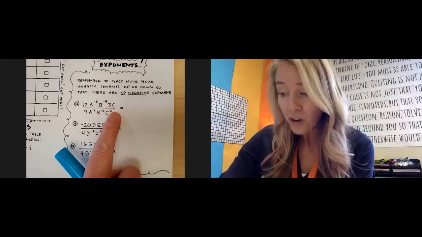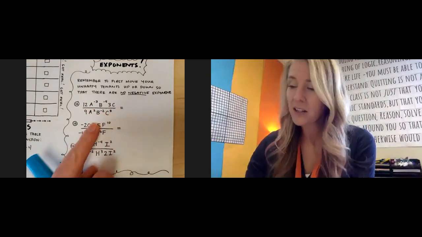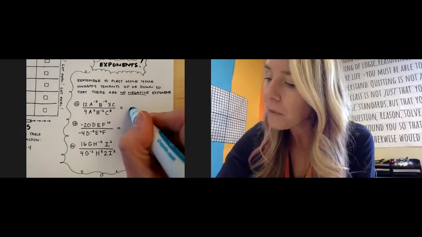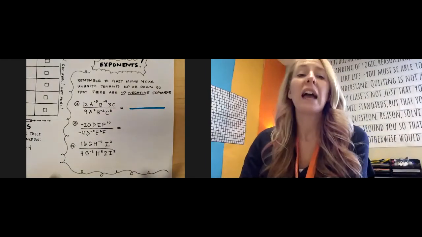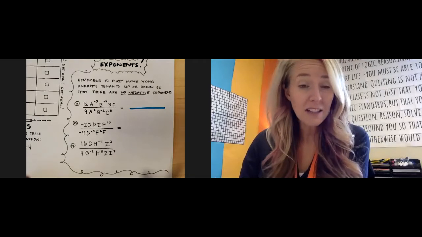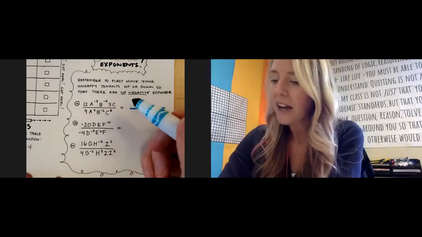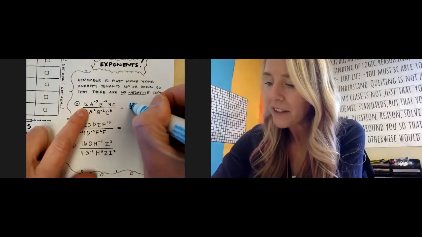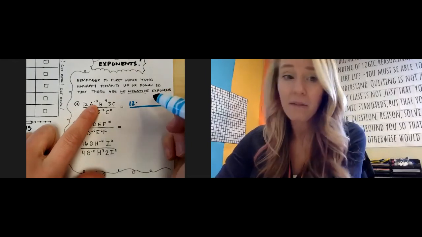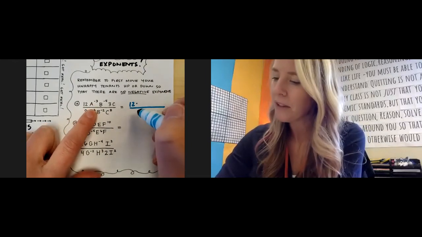So what you want to do first is move everybody to where they belong. So I'm going to redraw my apartment. And I'm going to move everybody to make them happy, and then I can simplify other ways. So I've got 12 hanging out right there. I also have a to the negative third. It's not happy, so we want to move it downstairs.